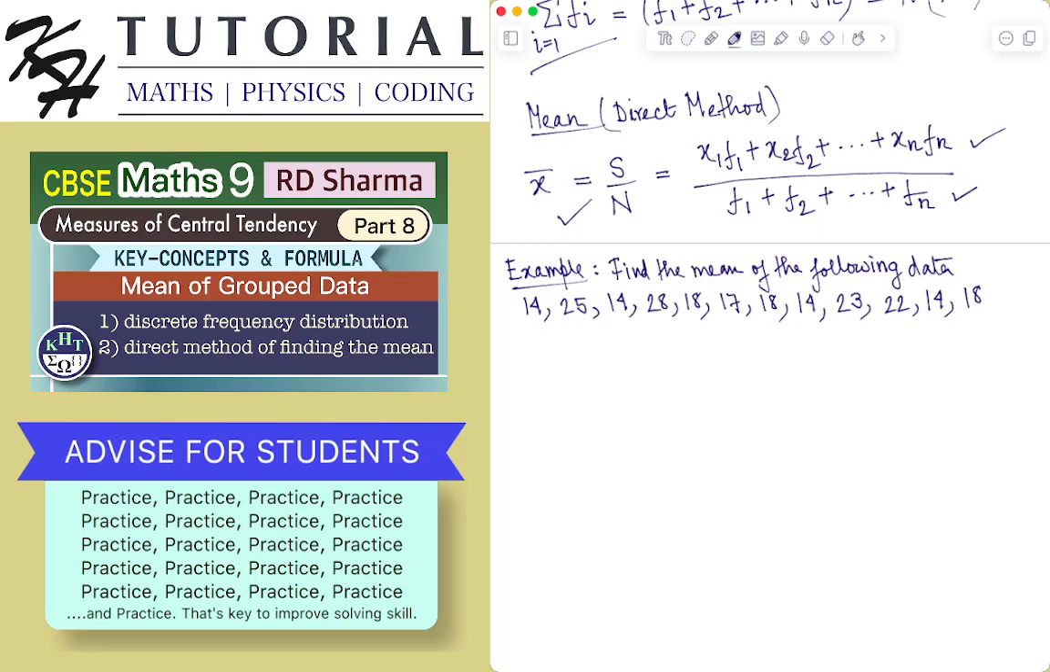So let's quickly, I am calling the variable whose values are given as x. In general, the name of the variable is used x, and the frequencies are denoted by the letter f. So let's tabulate x and f. X means all the unique values in the raw data.